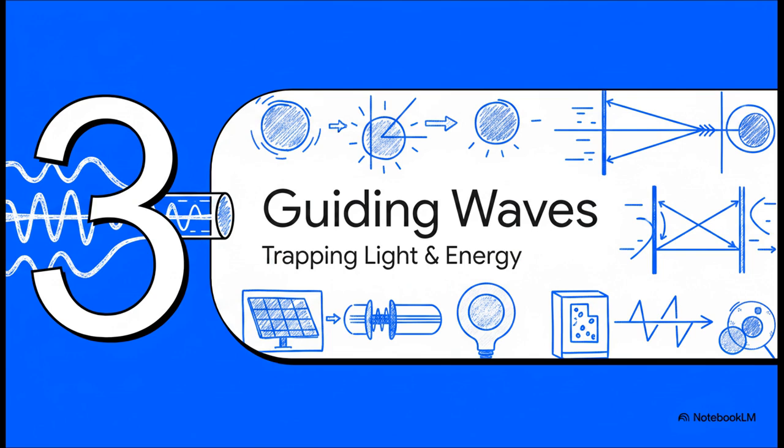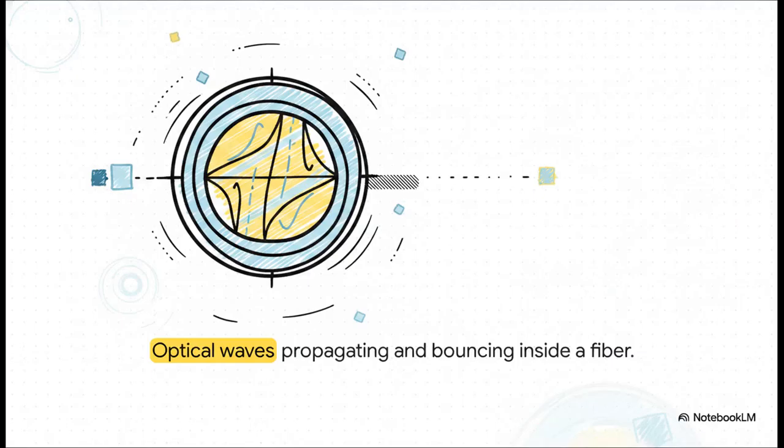Which leads us perfectly into Section 3, guiding waves through tech. This is where we start trapping light and energy. You see, engineers realized they didn't just have to let waves radiate randomly out into space. By harnessing that exact total internal reflection we just talked about, they could actually trap waves and build some truly revolutionary technologies. Take a look at this representation of an optical fiber. By designing a glass core that has a higher refractive index than its outer layer, light gets continuously trapped by that critical angle.